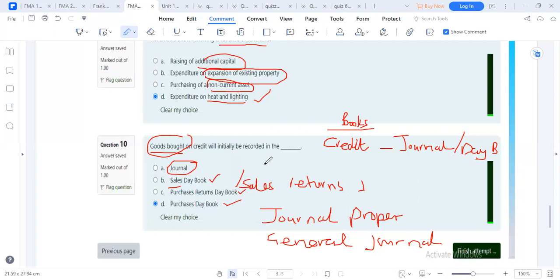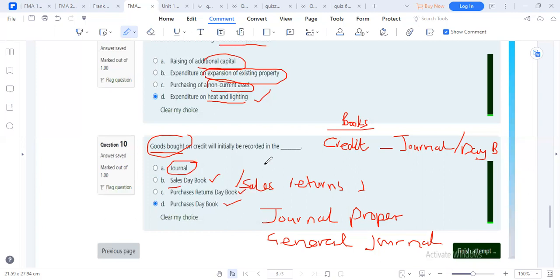What document is produced for sales returns, the sales returns journal? It's called a credit note. For the purchases returns, the document we produce is called a debit note. What document do we produce for cash transactions? We call it a receipt. What document do we use when we want to deposit money into the bank? We call it a deposit slip.